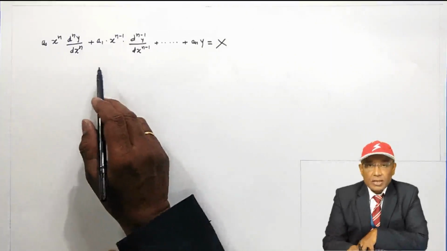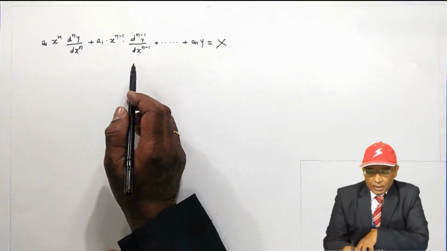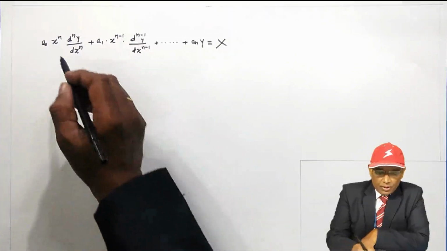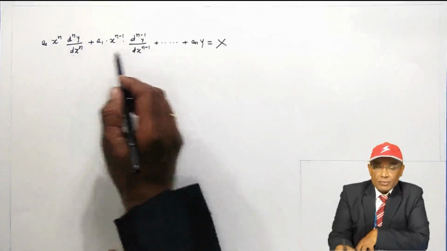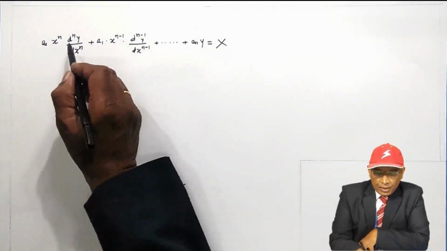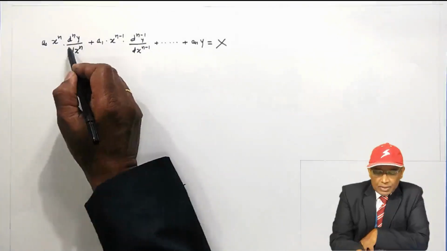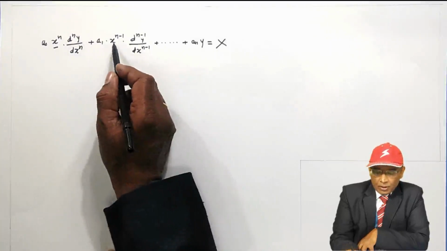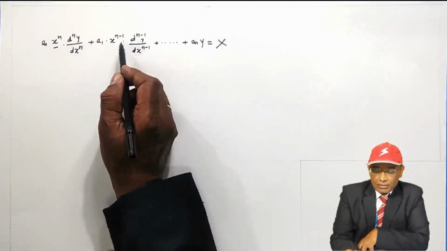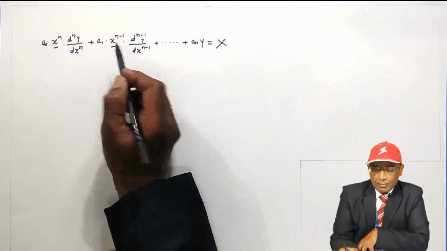This type of differential equation we are going to solve. If you look at this differential equation, this is not a linear differential equation with constant coefficients. See, here the coefficient of this derivative term is not constant, it is variable.